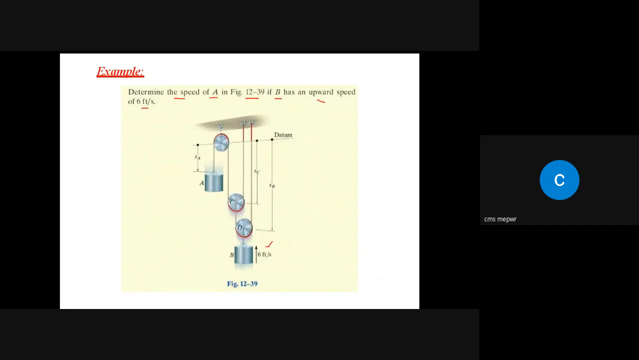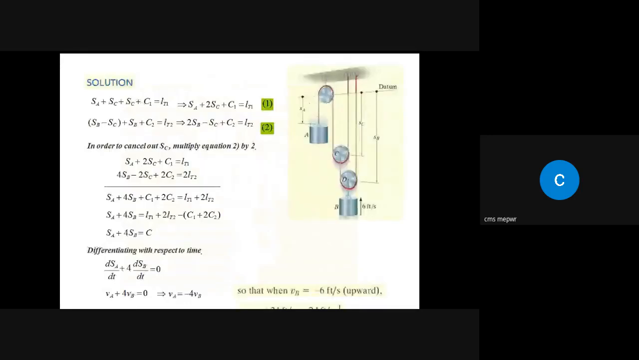Okay, so in this case, again, it's up to us. What they did, they identified this datum plane, and they have also identified the positions SA, SB, and SC. Okay, so if we fix downward motion as positive, in that case, VB will be negative. Or if we set upward motion as positive, in that case, VB will be positive. So this problem is almost the carbon copy of the previous one, the one that we just did. Okay, so in this case, let's consider this first rope.